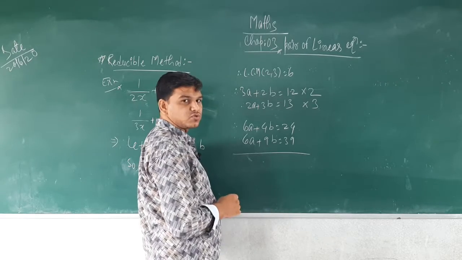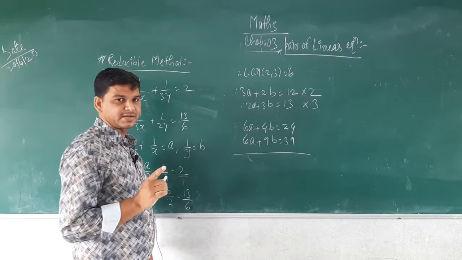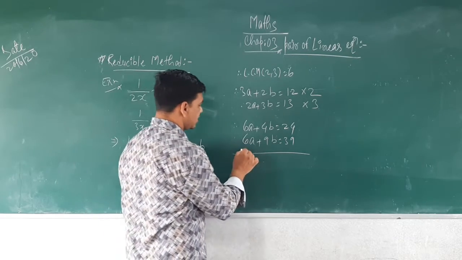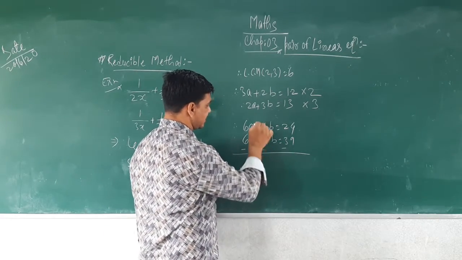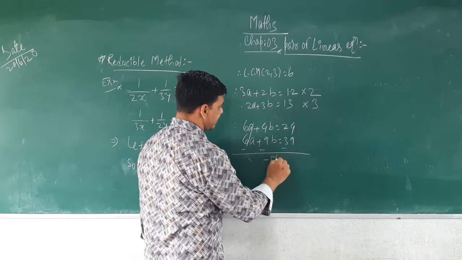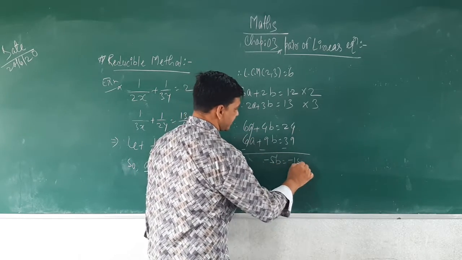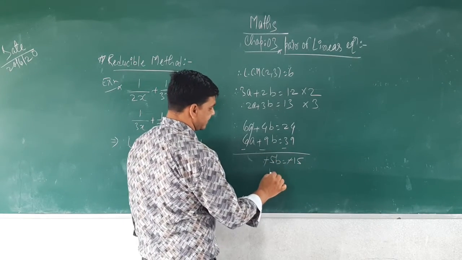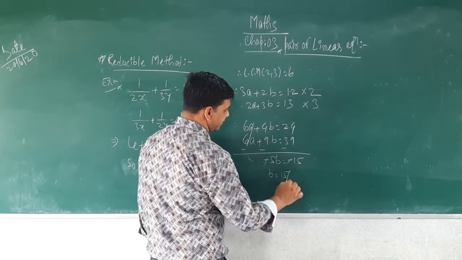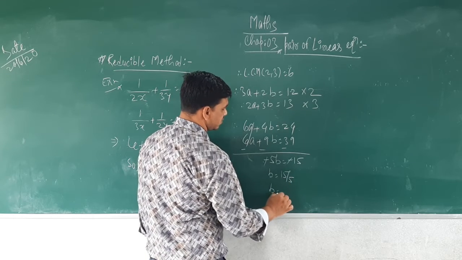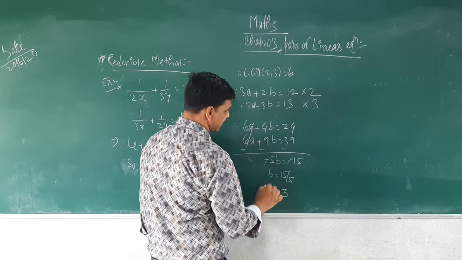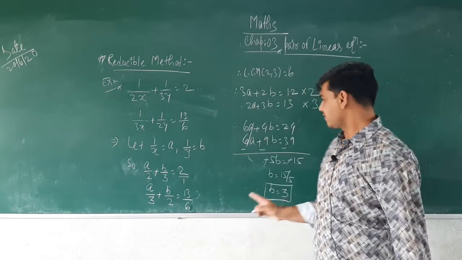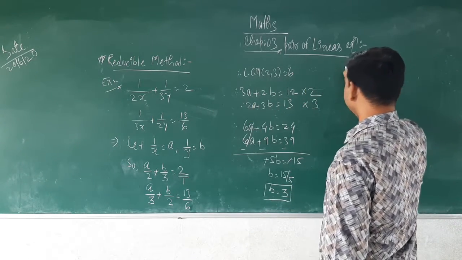So we have to use subtraction here, because same terms with the same sign are eliminated by subtraction. So here is plus, then minus, minus and minus. 6a is eliminated. Minus 5b = minus 15. 24 minus 39 is minus 15, and minus and minus will be eliminated. So b = 15/5, so b = 3. So what is the value of b? 3.